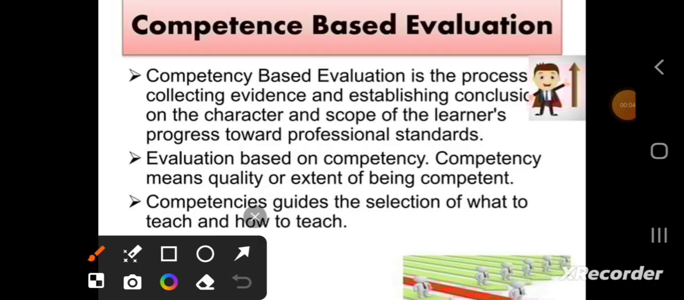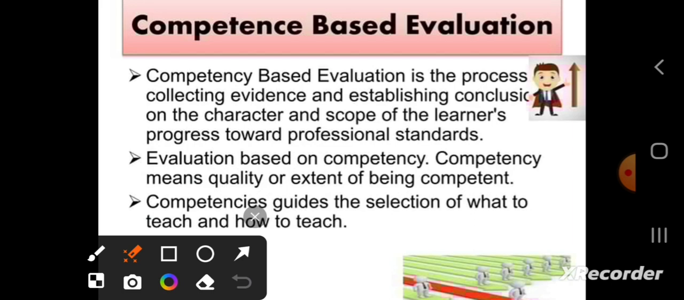Competency-based evaluation. Competency-based evaluation is the process of collecting evidence and establishing conclusions on the character and scope of the learner's progress towards professional standard. Competency-based evaluation focuses on assessing learners' abilities to demonstrate specific competencies that align with professional standards.